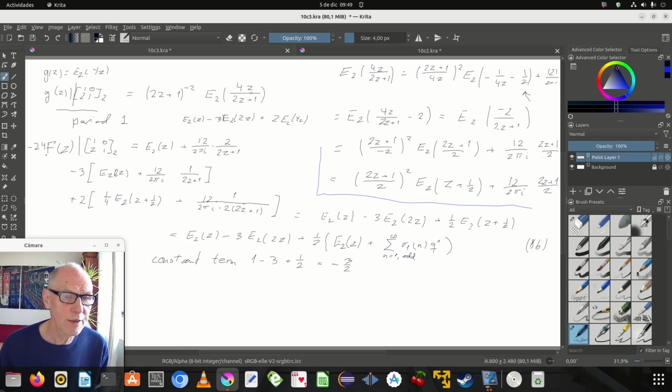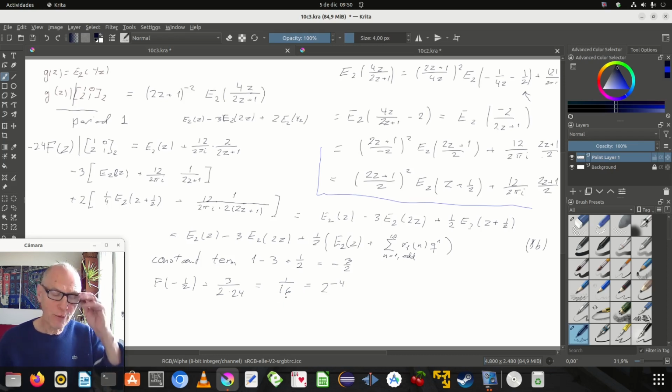And then we need to divide by minus 24. So the leading value of f at minus 1/2 equals 3 divided by 224. That's 1/8, that's 1/16. That's 2 to the minus 4th. I really do think that was the same we got at the start for the other function I called minuscule f.